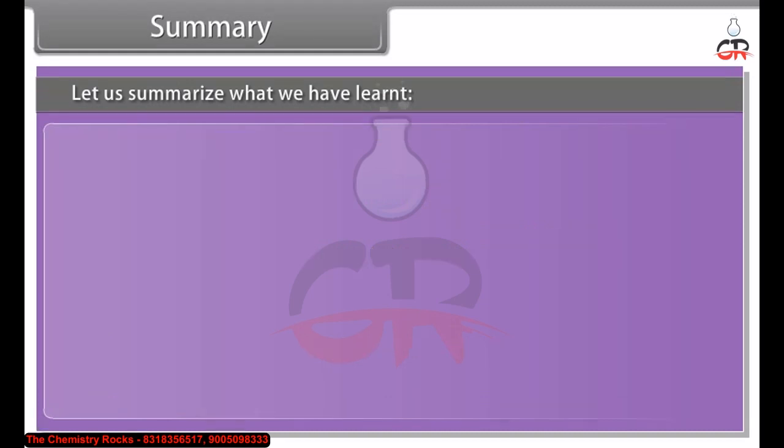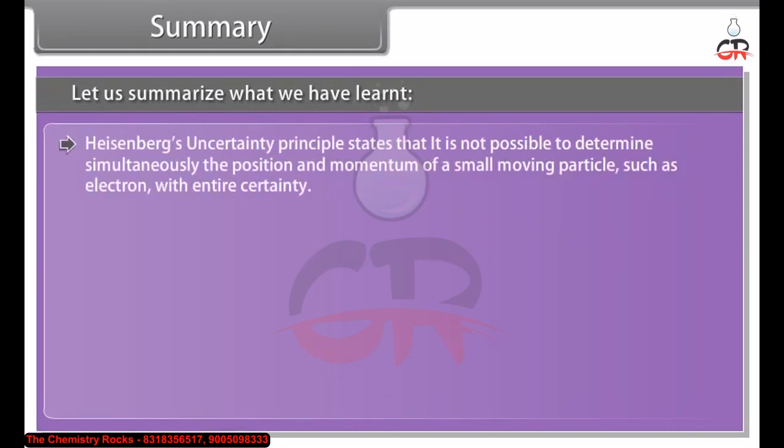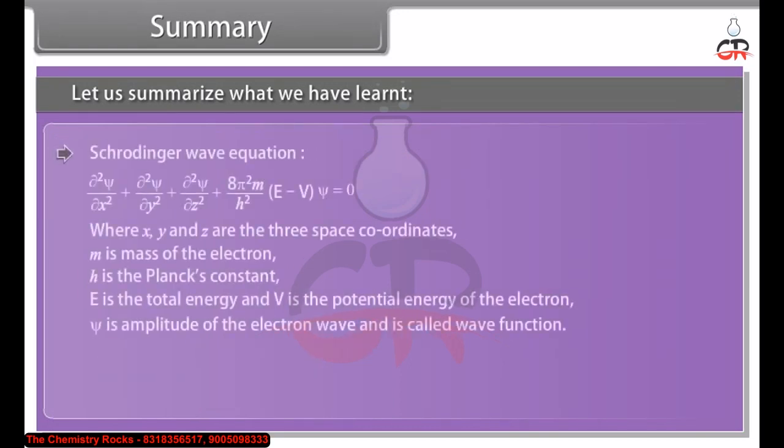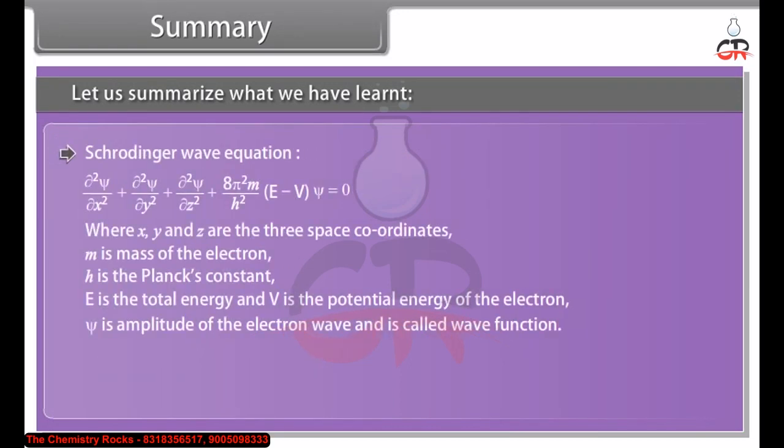Heisenberg's uncertainty principle states that it is not possible to determine simultaneously the position and momentum of a small moving particle, such as an electron, with entire certainty. Mathematically, it may be expressed as below. Schrödinger wave equation, where x, y and z are the 3 space coordinates, m is the mass of the electron, h is Planck's constant, E is the total energy and V is the potential energy of the electron. Psi is the amplitude of the electron wave and is called the wave function.